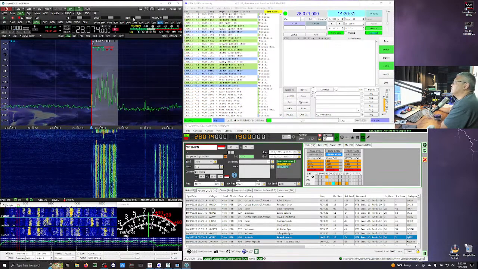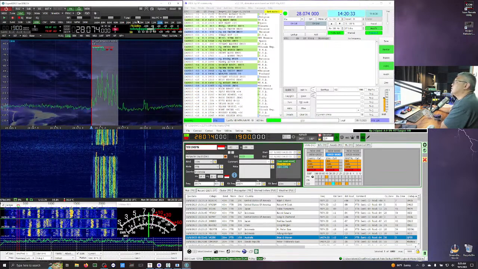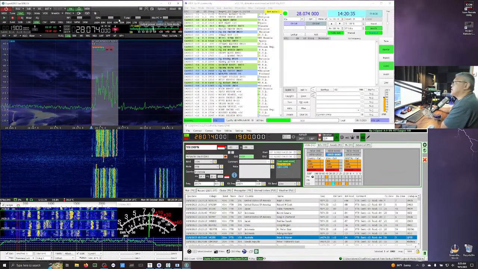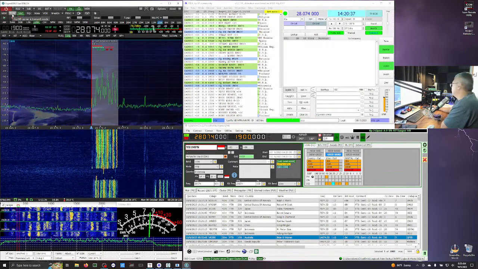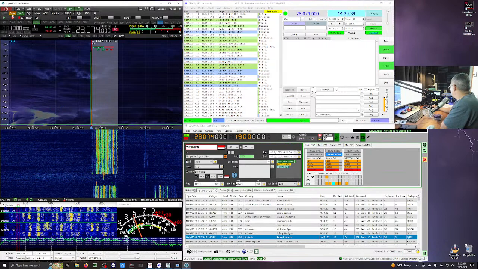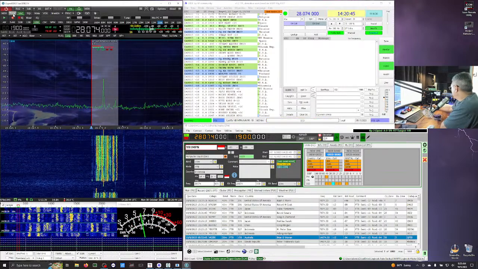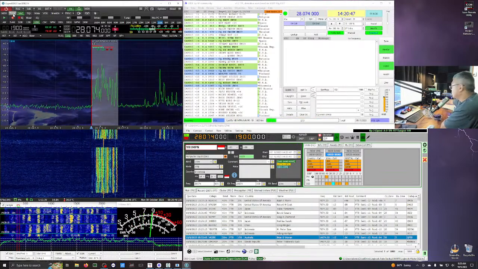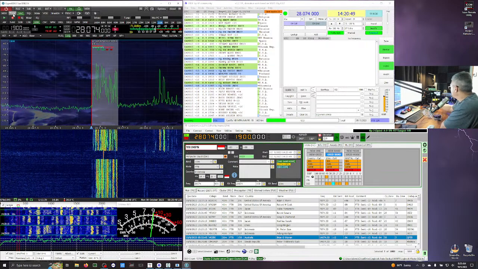All right, there's my drive power, my tune power. Amplifier's off. Let's do a quick tune real quick. 7 watts of power. All right, 8 watts of power. SWR is 1.01 on my 40 meter sky loop.